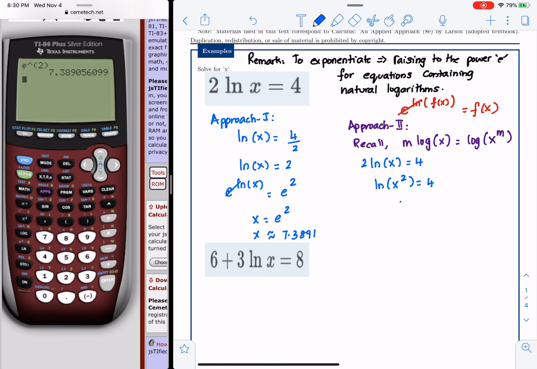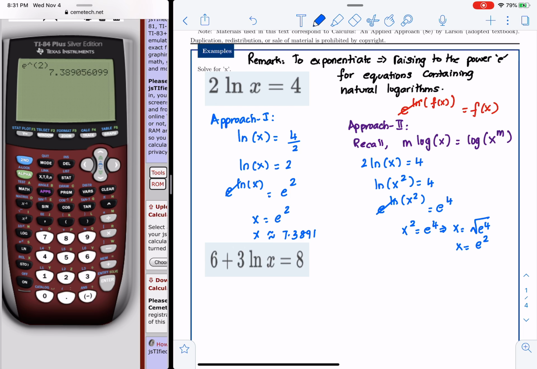Which would simply imply, we have to exponentiate on both sides now. e raised to ln of x squared would be equal to e raised to 4. The e and the ln would go away, so we have x squared is equal to e raised to 4. This would imply x is equal to the square root of e raised to 4, which is simply e squared.